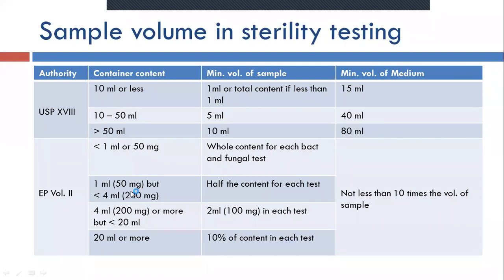And if the container content is more than 1 ml or 50 mg, but less than 4 ml or 200 mg, half the content for each test will be taken. Similarly, for between 4 ml to 20 ml and for more than 20 ml, these different pharmacopoeias specify how much volume is to be taken for the testing.